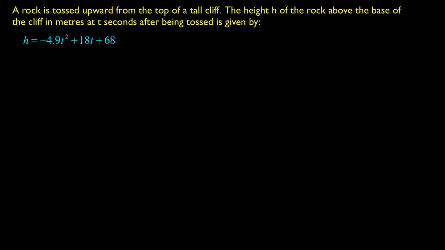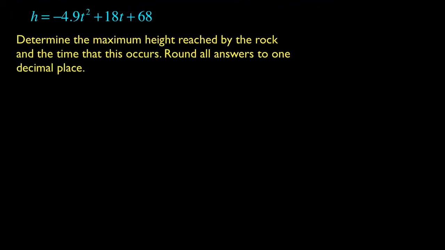Now, I deliberately gave you numbers where the factoring and some of the algebra just don't look all that nice. And you're going to realize that it's really no more difficult than anything that we've done. What I'm asking you is to determine the maximum height reached by the rock and the time that this occurs, and round all your answers to one decimal place. We recognize that although the numbers are not that convenient to work with, it's not going to be a problem because we can grab a calculator in this situation.